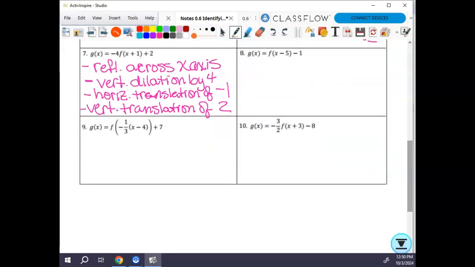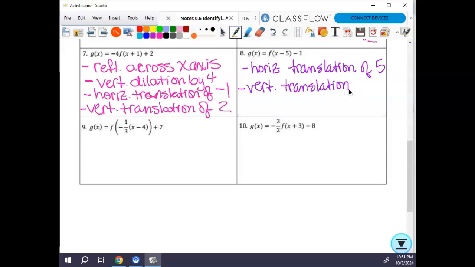Everybody with me? Any questions? All right. What does this 5 mean that I do? Or what is it, I guess? A horizontal translation of 5, really either way. And then that -1, that is a vertical translation. This one's easy. We probably could have skipped this one, but of -1. Right?